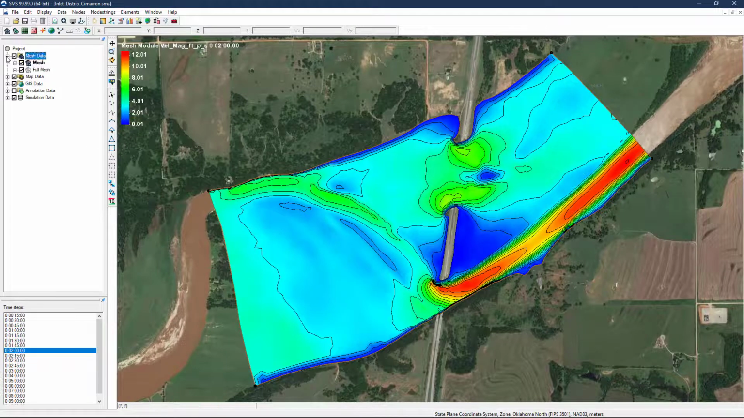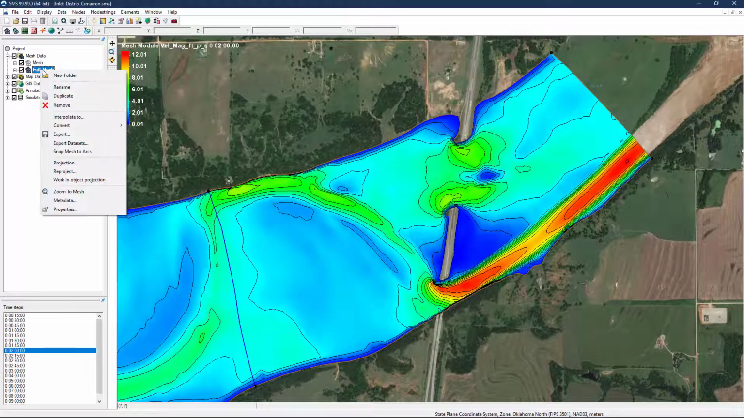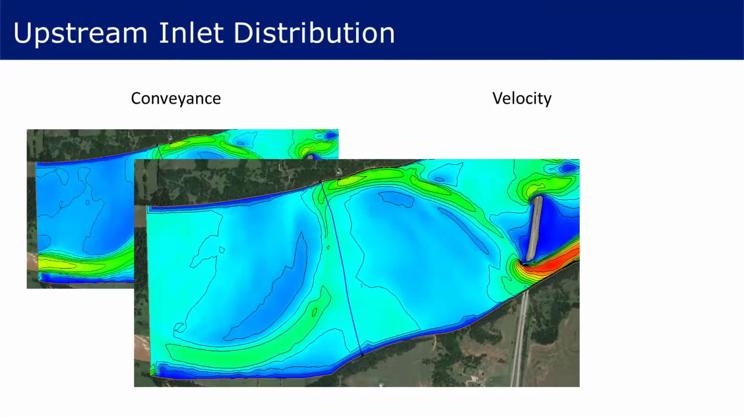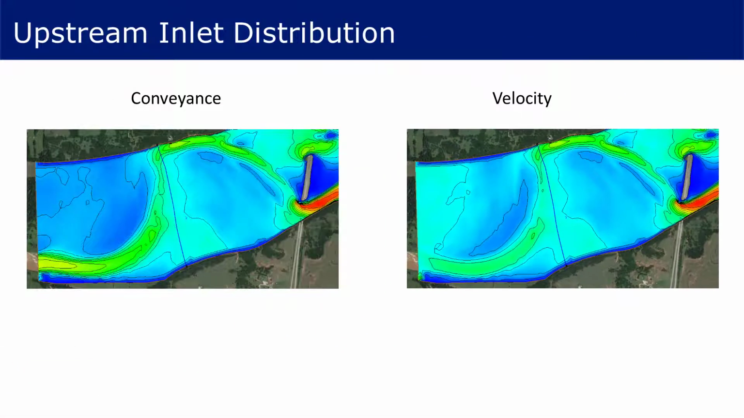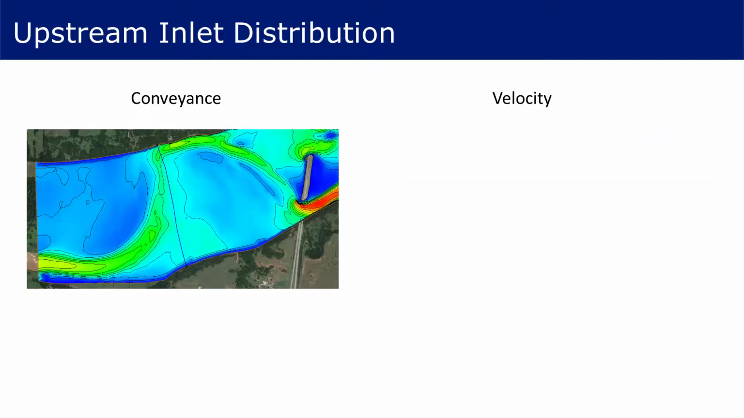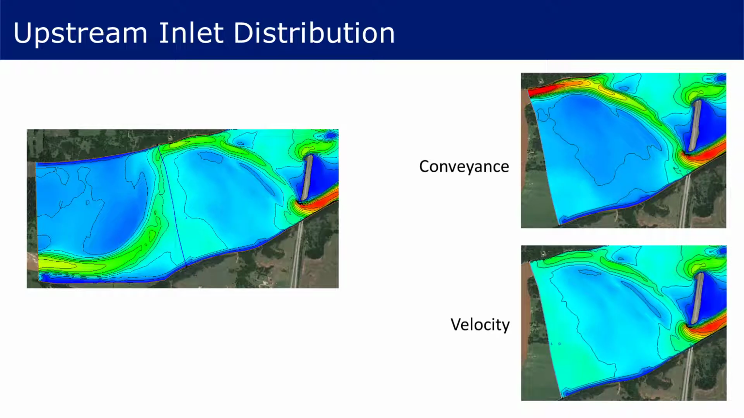Reviewing results for both the version of the model with the conveyance-weighted inlet distribution and the version with the constant velocity distribution reveals that the flow behavior at the location of the inlet to the sediment model boundary is the same for both models. This creates confidence that the hydraulics at the sediment model inlet are well characterized.